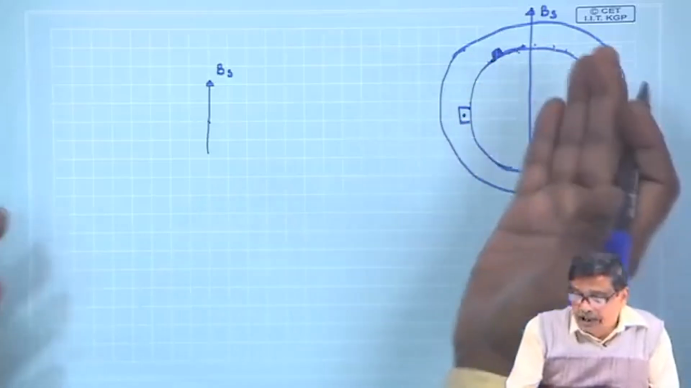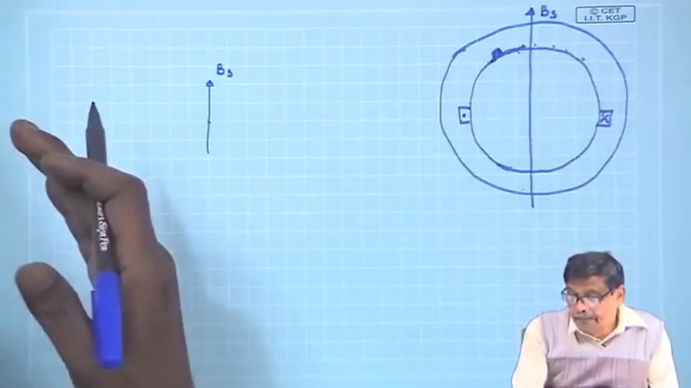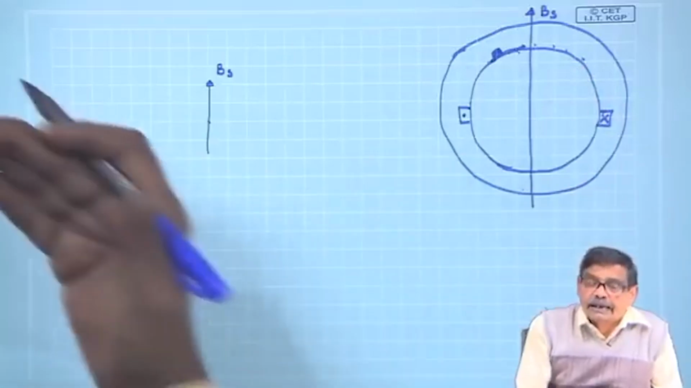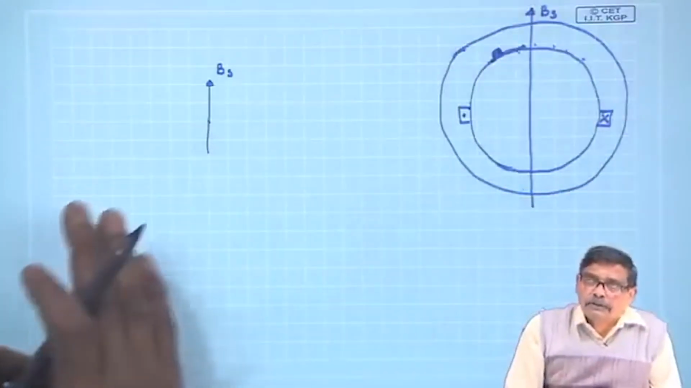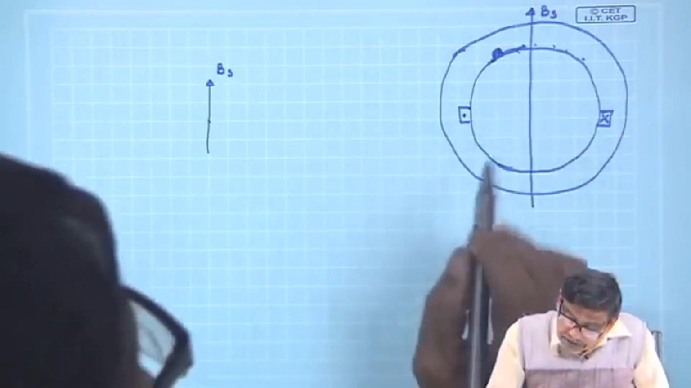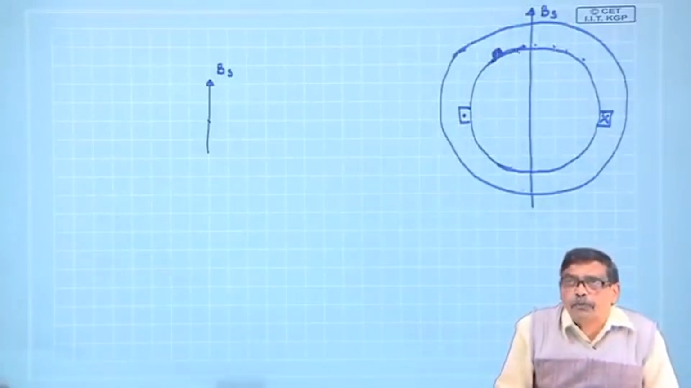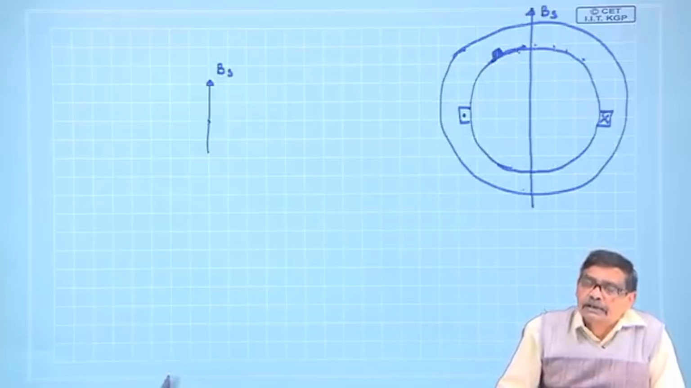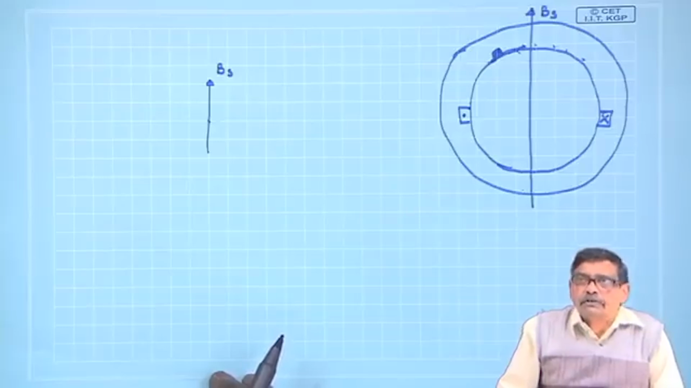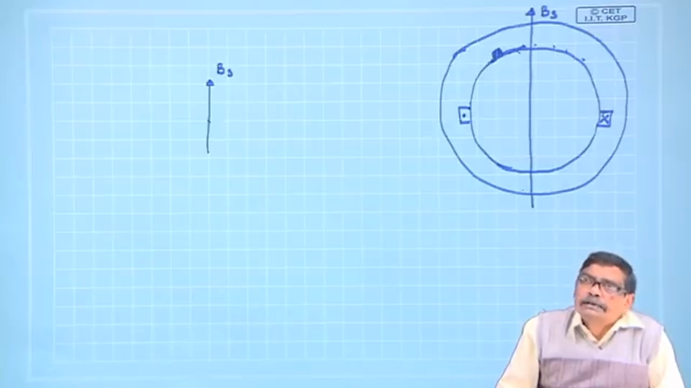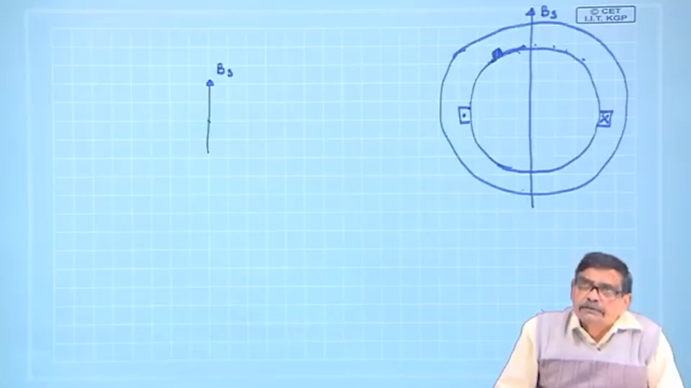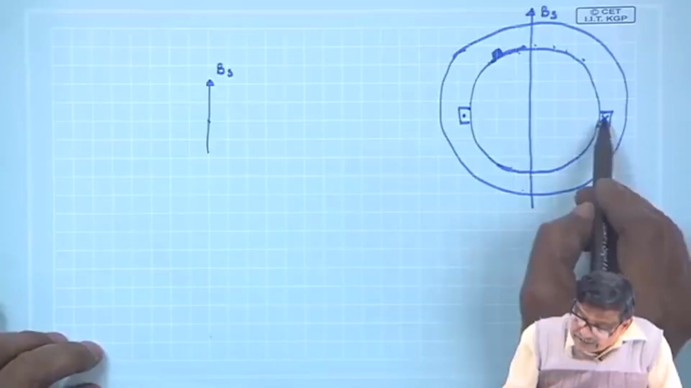And this BS of course can be created by a distributed winding carrying AC currents, and this BS will move. But for the problem statement, suppose there is a BS which is stationary. Stationary is a special case of a moving field, with ns equal to 0. There is a field which does not move. That is possible if you energize the stator coils with DC current, that is f equal to 0, so ns will be 0.